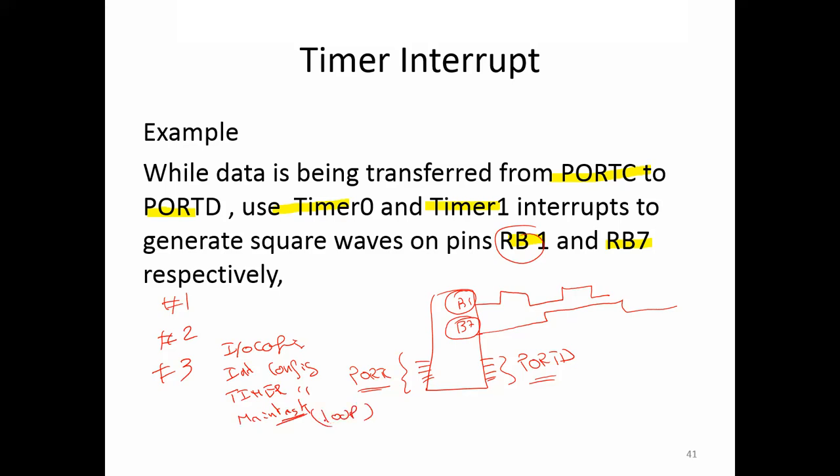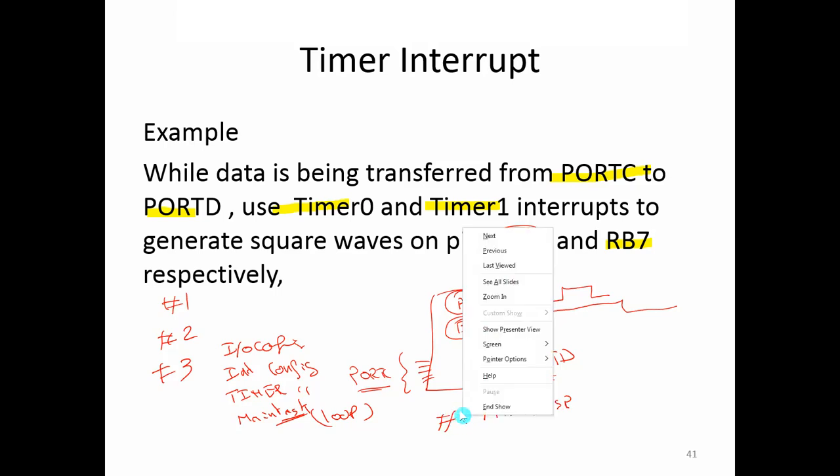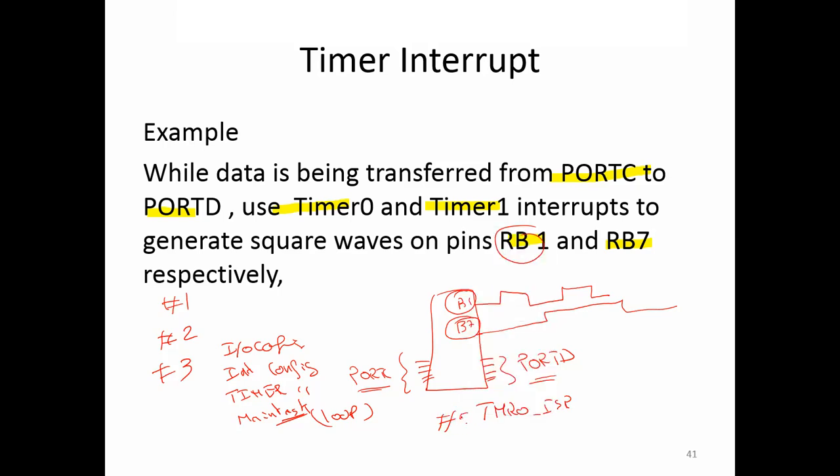Then part number 4 will be the Timer 0 ISR. And we have part number 5, which is the Timer 1 ISR. Is this clear? Yes. Okay, let's see the program.